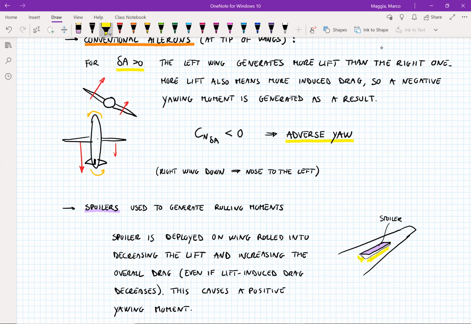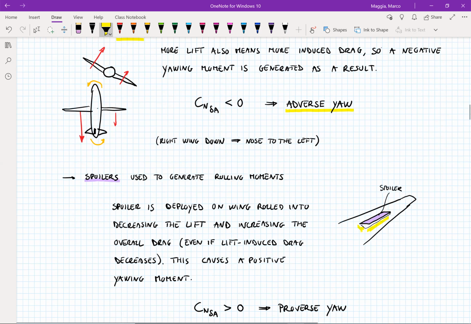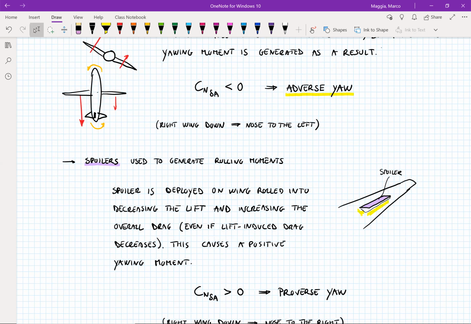But by deploying the spoiler, you're also increasing quite dramatically the drag. And although you have decreased the lift, the lift-induced drag, although that decreases, the drag created by the spoiler itself is much higher. Therefore, now we have a different condition, causing a positive yawing moment as a result.